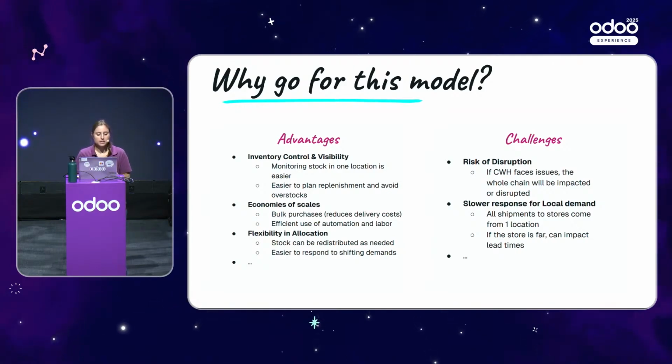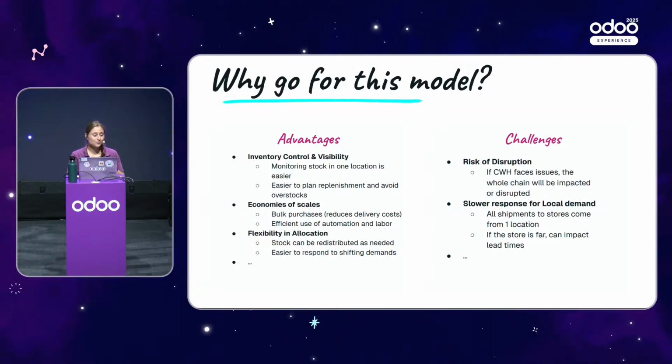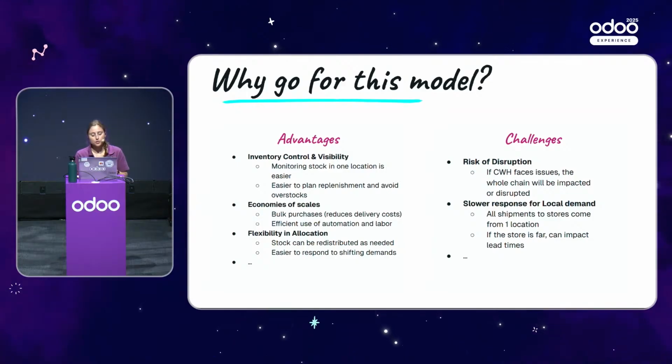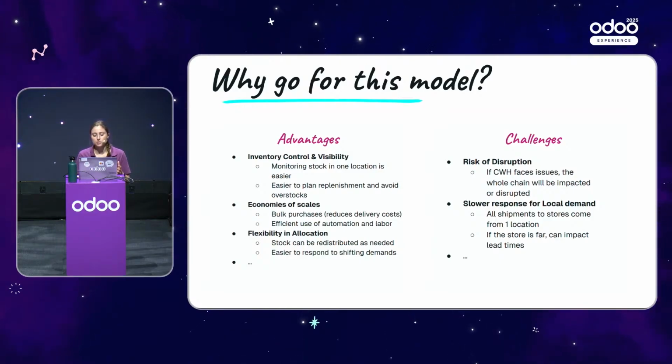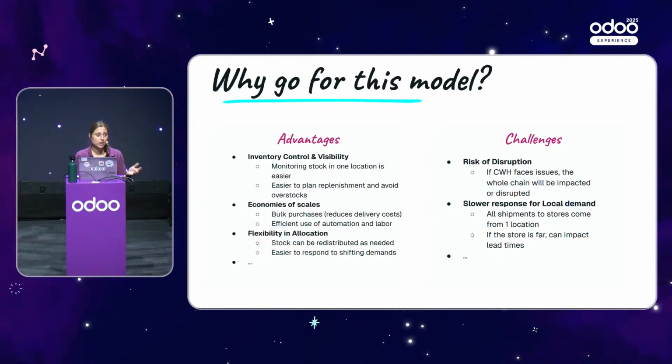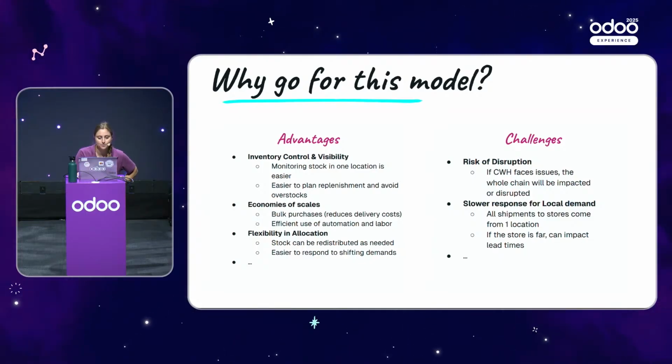You will also have some flexibility of allocation, so the stock can be redistributed depending on the demand of the shops, and it's easier to shift the demand to respond if the demand is shifting. A few challenges, of course: if we have a few disruptions in the central warehouse, if we face issues, then you could impact the whole chain as well. So this is indeed a challenge. Also, if the local shop is far away, the lead times can be a bit longer for the central warehouse to replenish the shop that is far away.